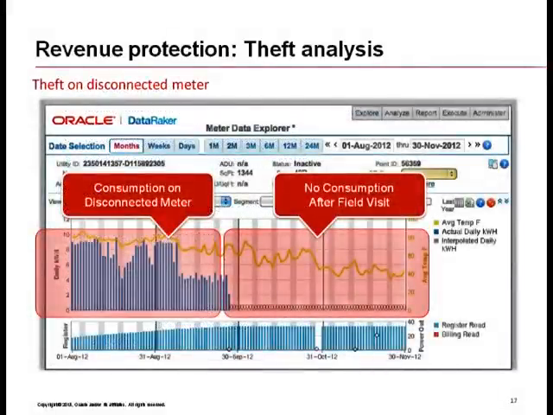So this is an example of theft on disconnected meter. If you see the first highlighted area, there is consumption on the disconnected meter. Then there is field inspection on 27th September 2012, which is indicated by a meter power outage event. At this point, the meter is disconnected again, and after that there is no consumption, which is the second highlighted area.